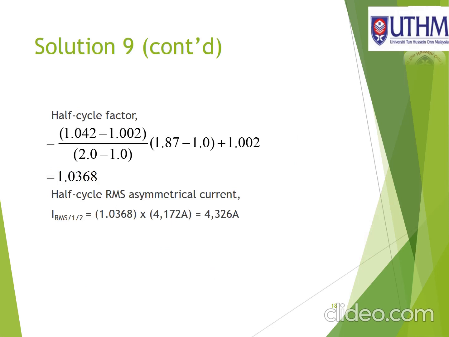Okay, next we proceed with the half cycle. The value of IRMS for half cycle, still using the same method. First we have to calculate what is the factor for half cycle. By using interpolation we get this value, and then we have to multiply with the IRMS to get the IRMS in the half cycle.